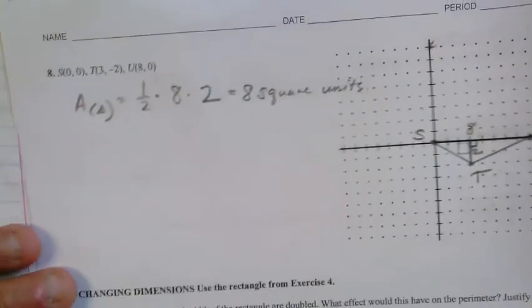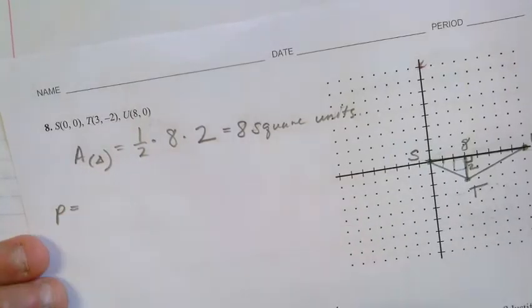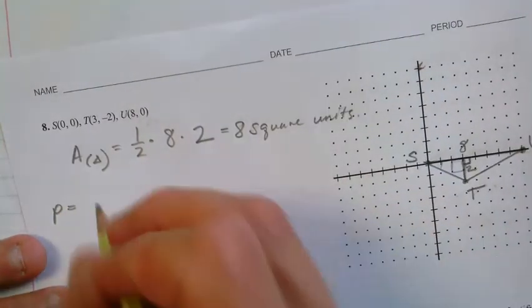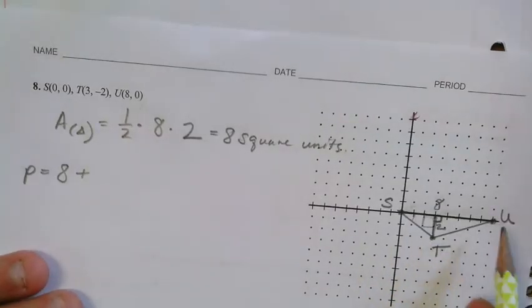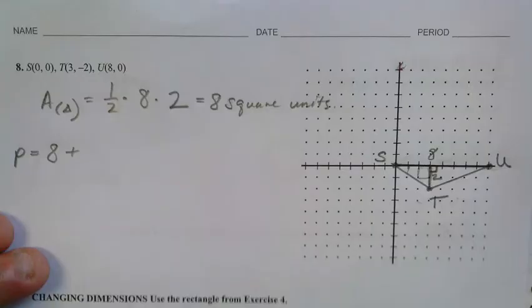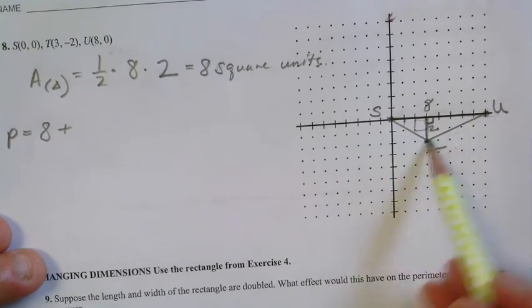Now the next thing is this. I want to find the perimeter. Now remember, the perimeter is the sum of all sides. Well, I know that SU has a length of 8, so I'm going to start with that. But I need to figure out ST and TU. Now how are we going to do that? Well, we have the distance formula. We can go ahead and work that out.